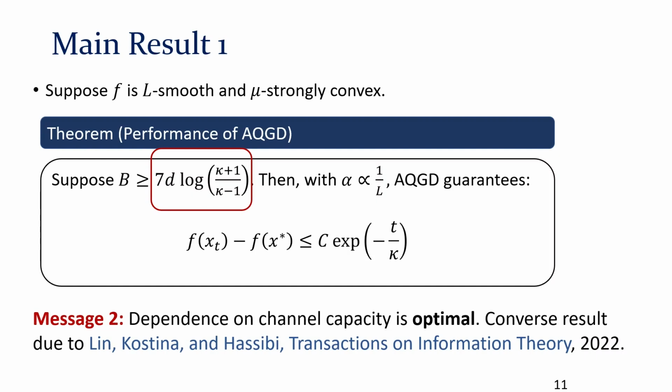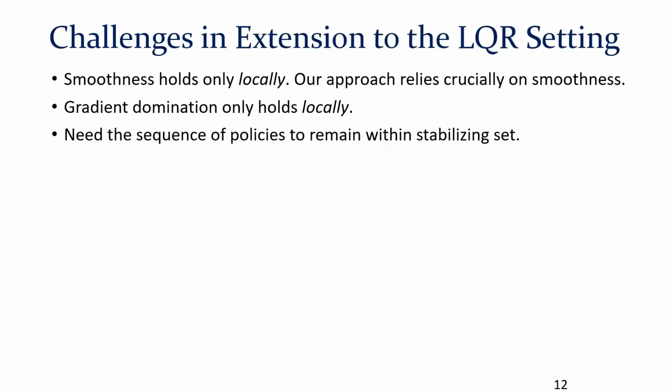And this converse result is not due to us. It was proven by Babak Hassibi and Victoria Kostina's group at Caltech. So the main message up to this point is the fact that with our approach, you can preserve rates under minimal requirements on the channel capacity. But the question that remains open is, how do we take these results and translate them to the LQR setting?